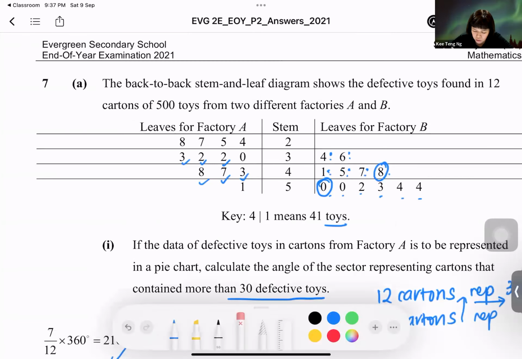6.5, counting from the one nearest to the stem and out. So it's 1, 2, 3, 4, 5, 6, 7. So 32 plus 32 divided by 2, still 32.